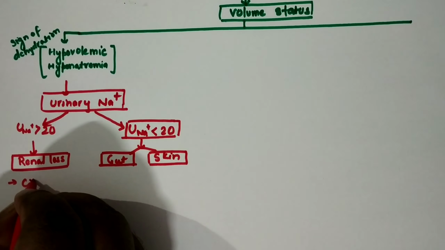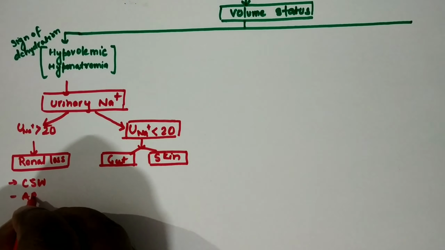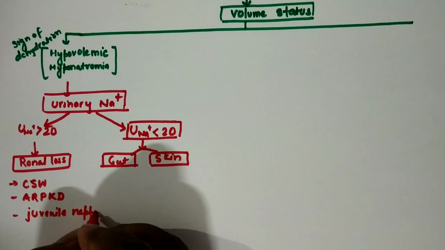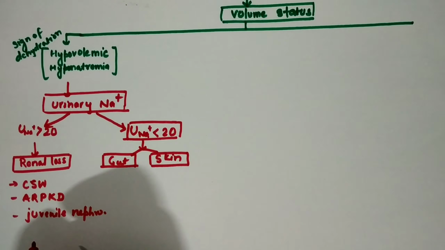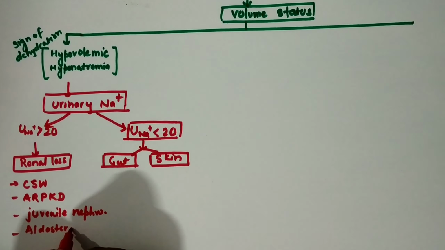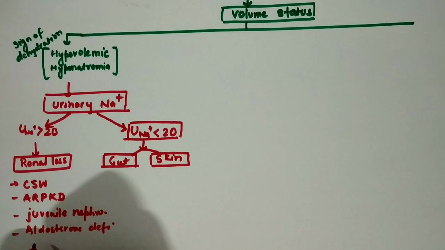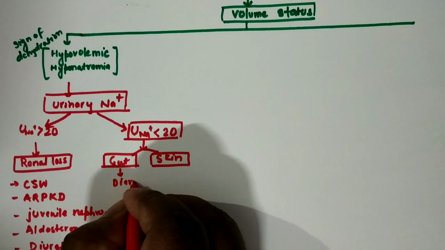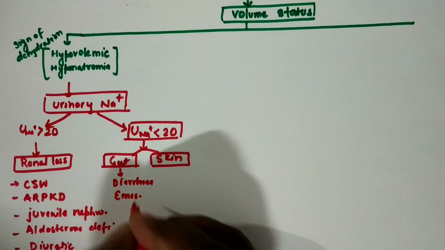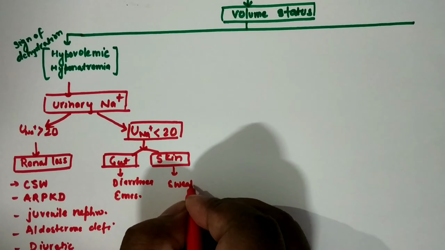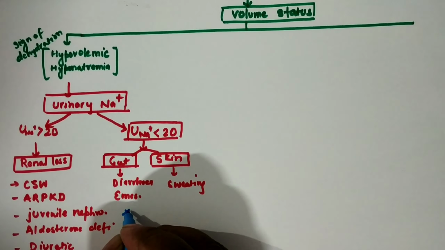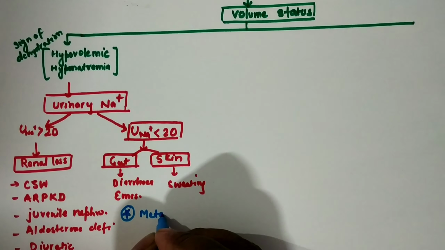We have cerebral salt wasting syndrome, autosomal recessive polycystic kidney disease, juvenile nephronophthisis, or aldosterone deficiency in 21 hydroxylase deficiency, or use of diuretic. If we are using a diuretic, it causes hyponatremia, and if we stop, the sodium level becomes normal. And through the gut we have diarrhea and emesis.